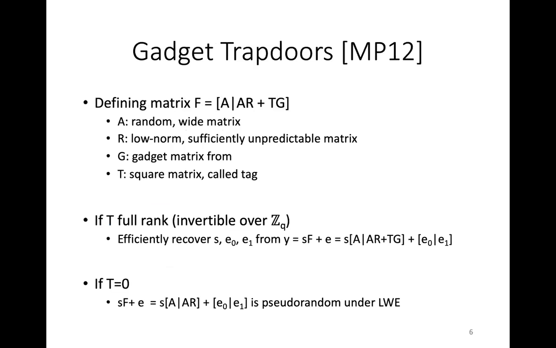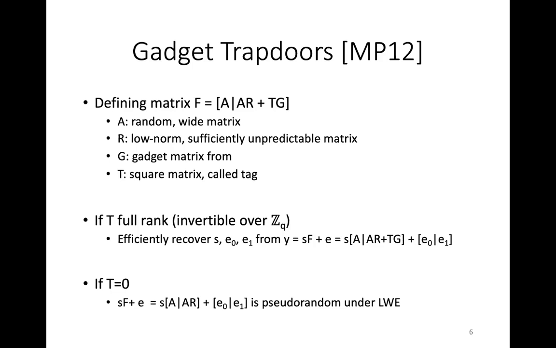We also use the gadget trapdoor defined by Micciancio and Peikert. So we define this matrix F, which is the concatenation of two parts. The left part is a random and wide matrix A, and the right part is A times R plus T times G, where R is a low-norm but sufficiently random matrix, and G is the gadget matrix. And T here is a square matrix. In the rest of the talk, we will call it the tag.